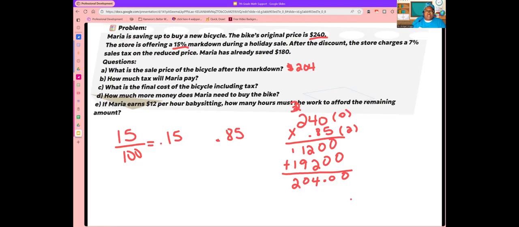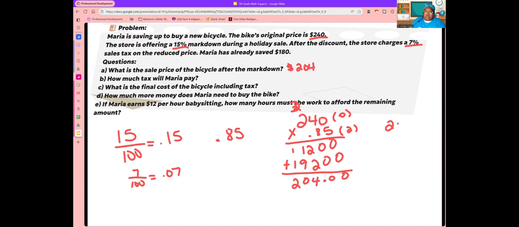Now, the next question is, how much tax will Maria pay? Well, after the discount, the store charges a 7% sales tax. So, same way we did with this, we will find the percent using the decimal of 7%, which would be 7 over 100, or 7 hundredths. All right, now, again, we can multiply 204 times 7 hundredths. That will show us how much tax Maria will pay.